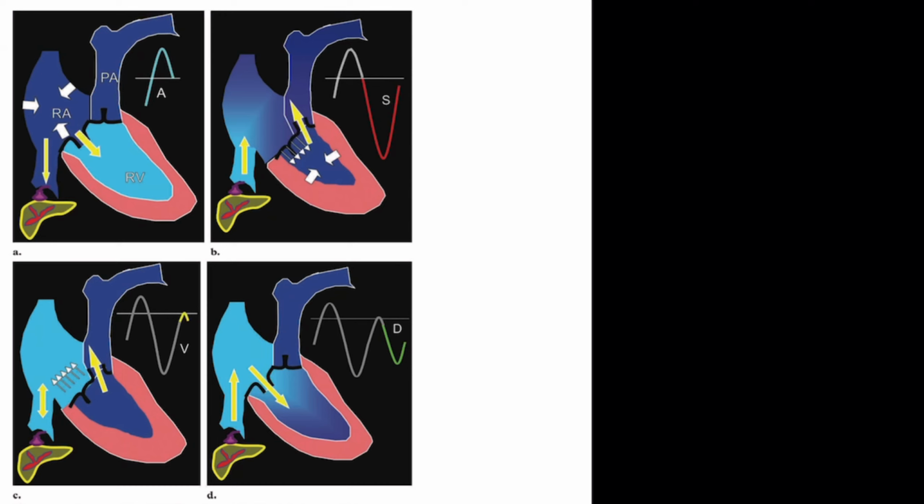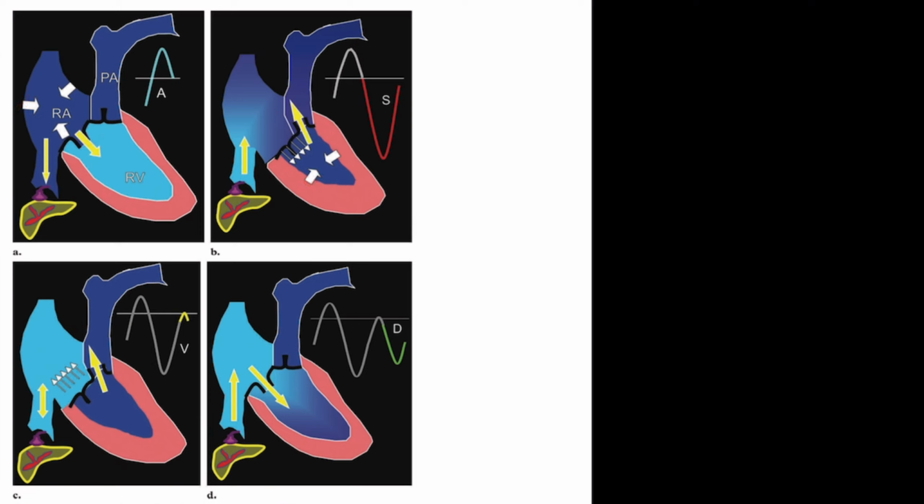Now we will see how the blood flow through the right side of the heart influences and leads to this particular waveform of the hepatic vein. So here we see the waveform formation affected by each portion of the cardiac cycle. The white arrows in this diagram depict the wall motion of the heart. Yellow arrows show the blood flow.